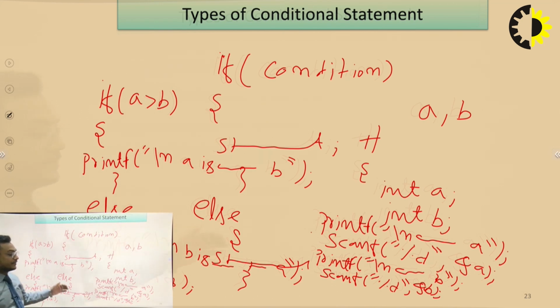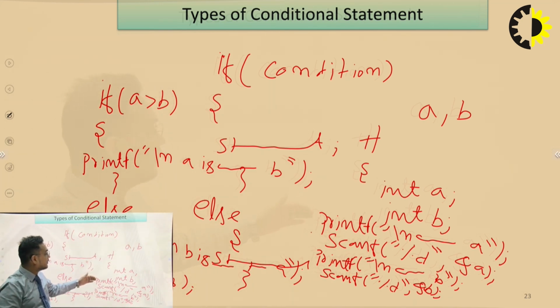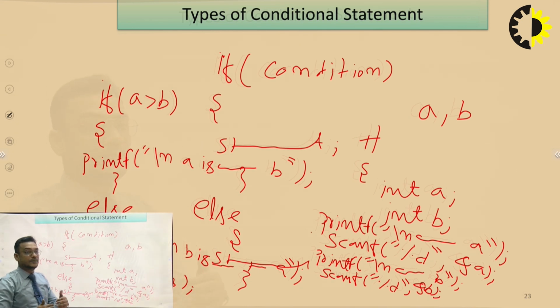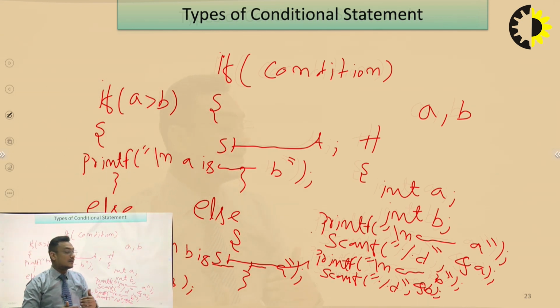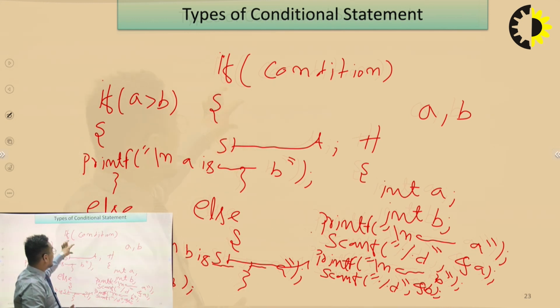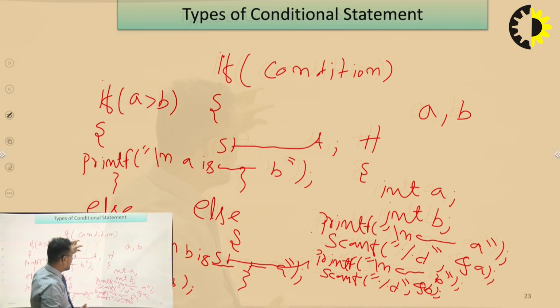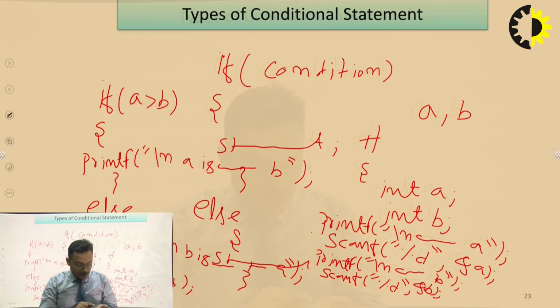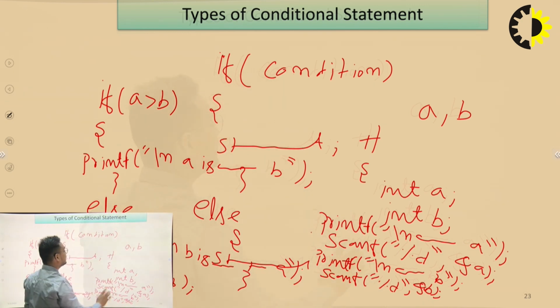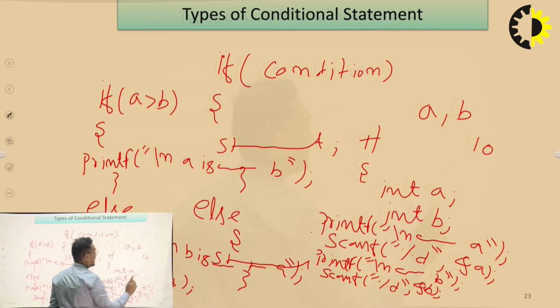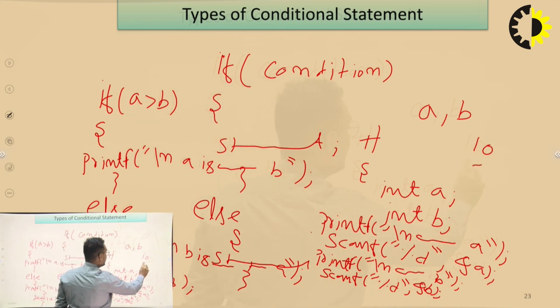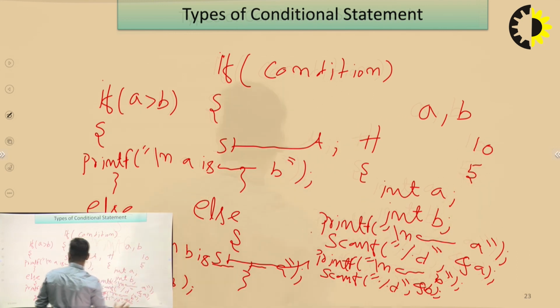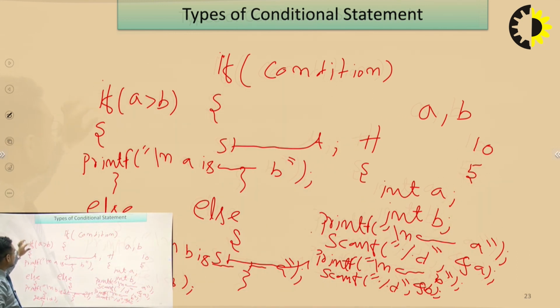Run this program. When you run this program, what is the actual output? The first output is here. Look at the first output: Enter the first number A. Suppose you enter the first number A as 10 and then you assign the second number B as 5. Then your answer is what? It goes to the first condition, the if condition, and your answer is A is greater than B.